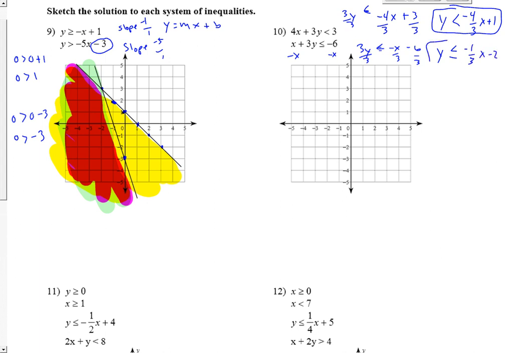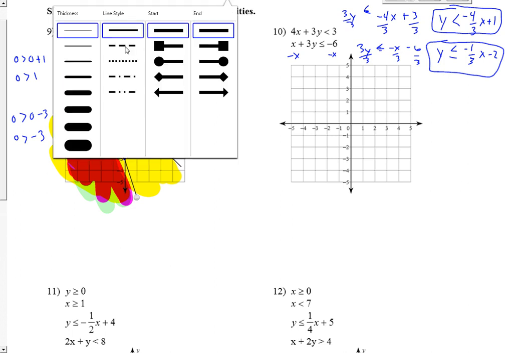And I just realized a mistake in the first problem here, that I didn't pay attention to the fact that that needs to be a greater than, it's not equal to, for that second equation. So the only thing I need to do is change that line to be a dashed line.